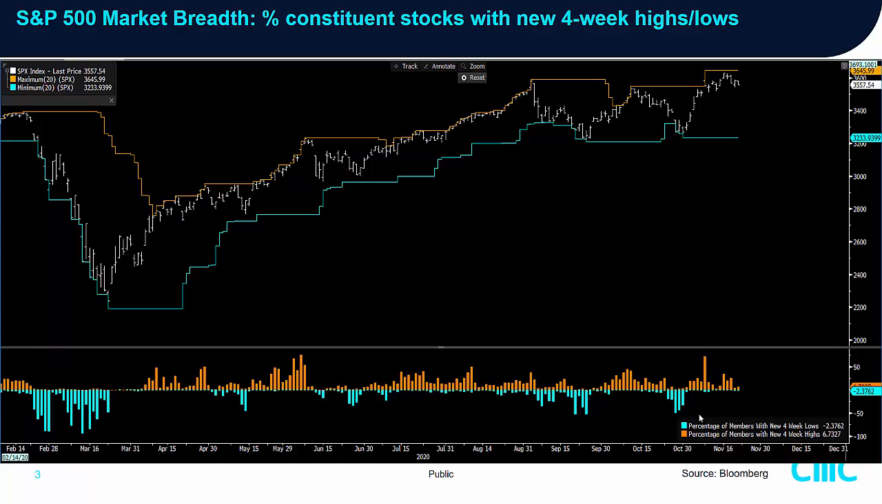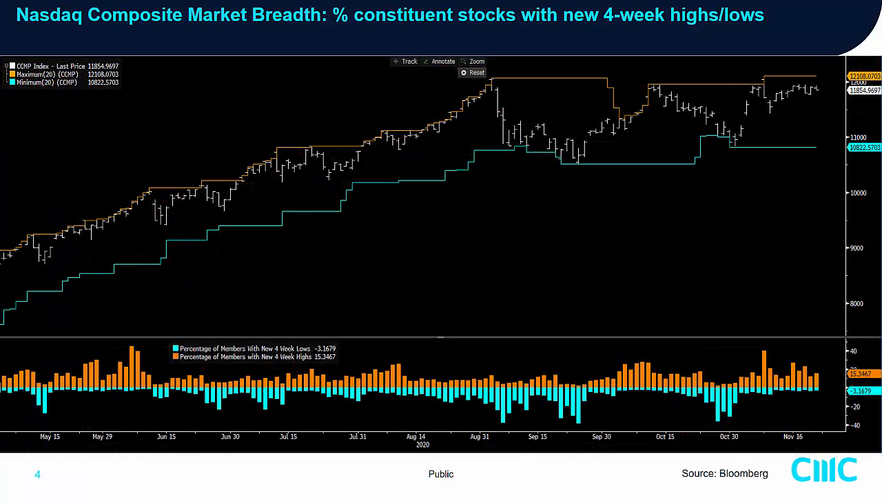As we could see in the past 2 weeks, the percentage of stocks making new 4-week lows is negligible, but the percentage of stocks making new 4-week highs is not significant as well, as we could see that it started to decline in the last 6 to 5 days, which is not a positive sign for the S&P 500 in terms of market breadth. Now, let's take a look at the Nasdaq Composite market breadth. The percentage of stocks making new 4-week highs is rather flattish, as we could see. Also, not an encouraging environment for the Nasdaq Composite.